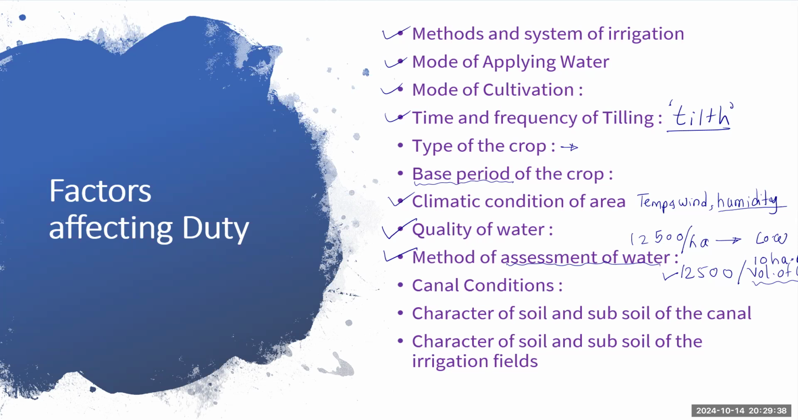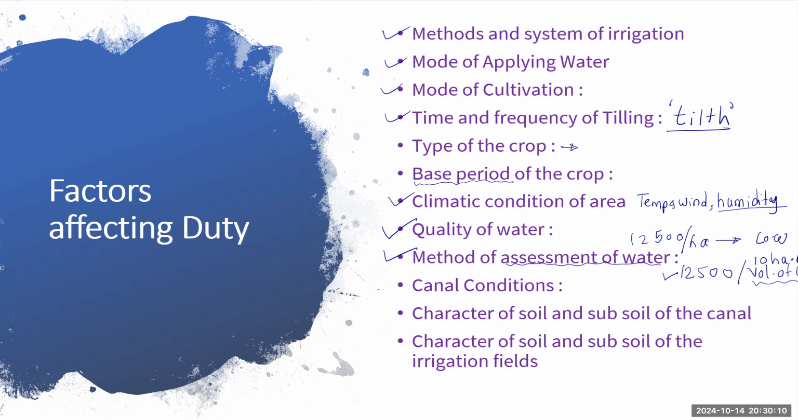The next factor is method of assessment of water. Now, what do you mean by assessment of irrigation water? So, assessment of irrigation water means charging taxes to the farmer or collecting revenues from the farmer for using the irrigation water. So, there are two methods of assessment of water. In that, one is the area-based assessment.